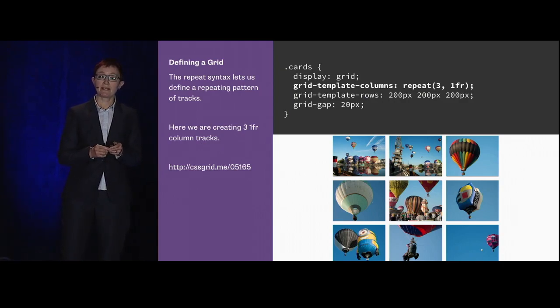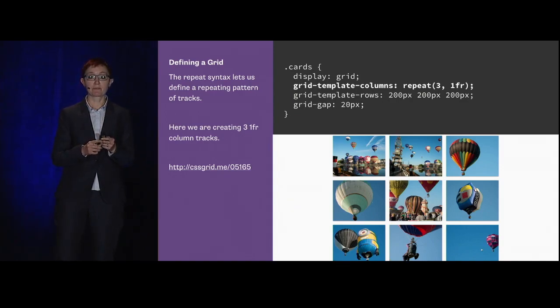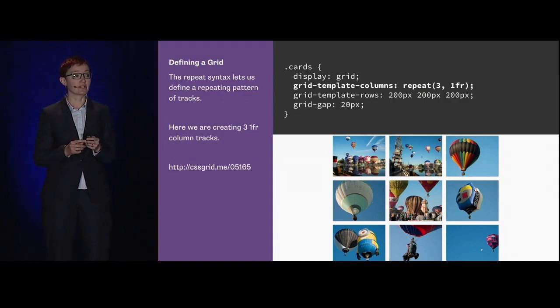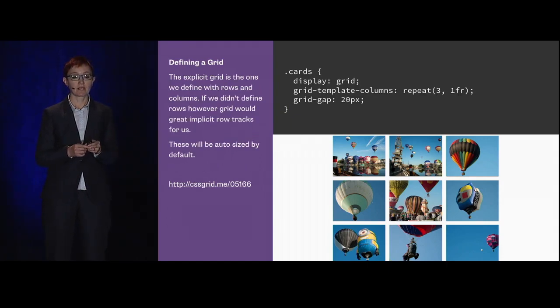If you've got a repeating pattern of tracks, perhaps a very complex grid with lots of different tracks, you can use this repeat keyword, this repeat notation. So here I'm saying repeat 3 times 1 fraction unit, and we get our 3-column track grid. We don't have to write out 1fr, 1fr, 1fr. And as it happens, we don't need to declare those row tracks at all. Grid will create tracks for things that are placed outside of the grid you declare.